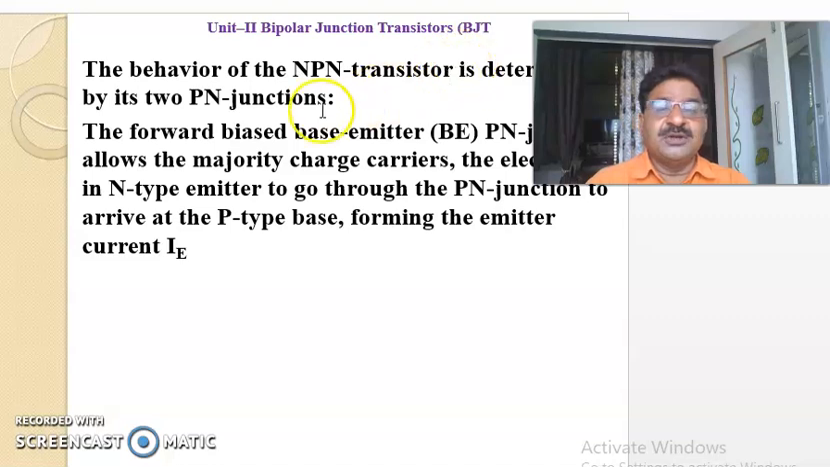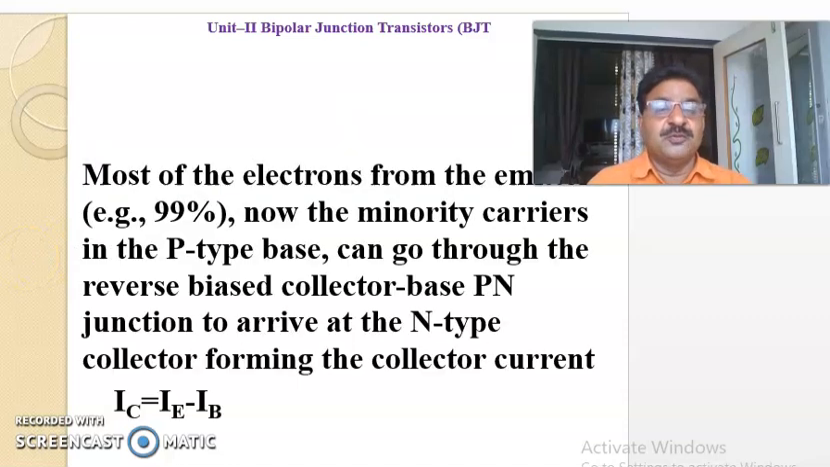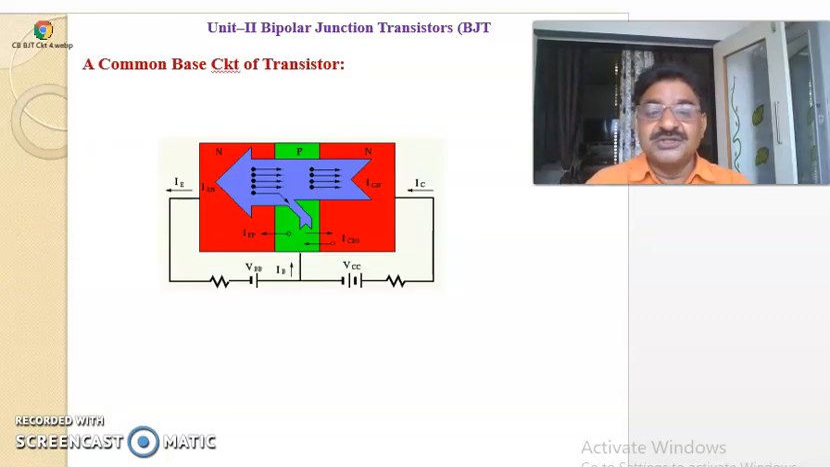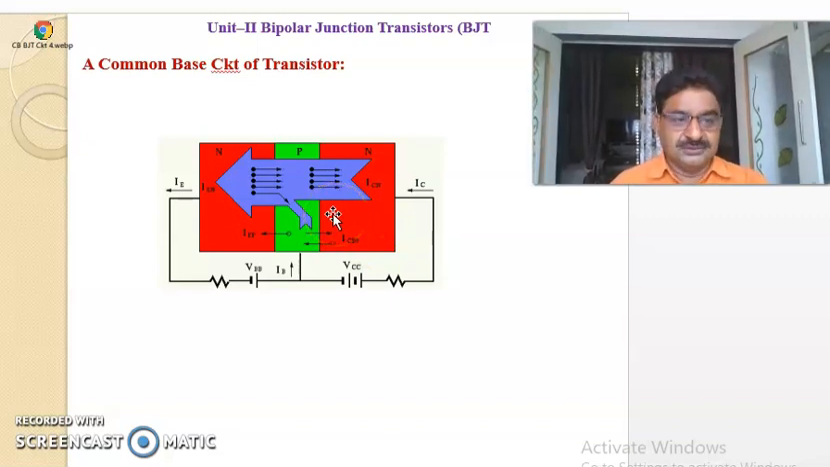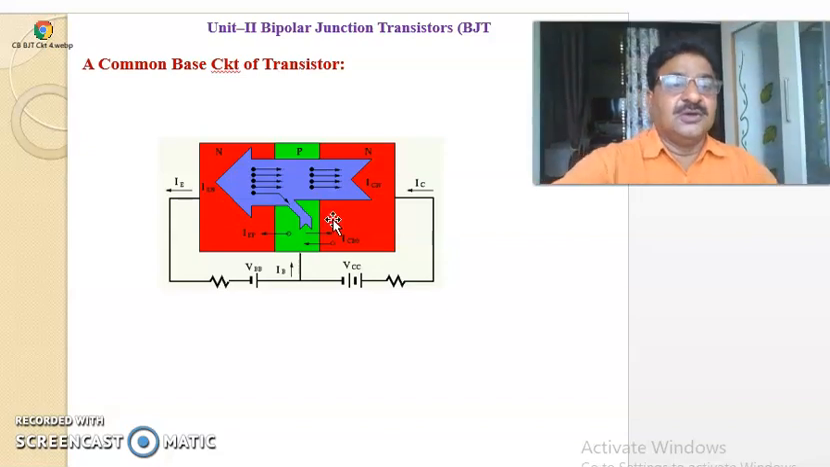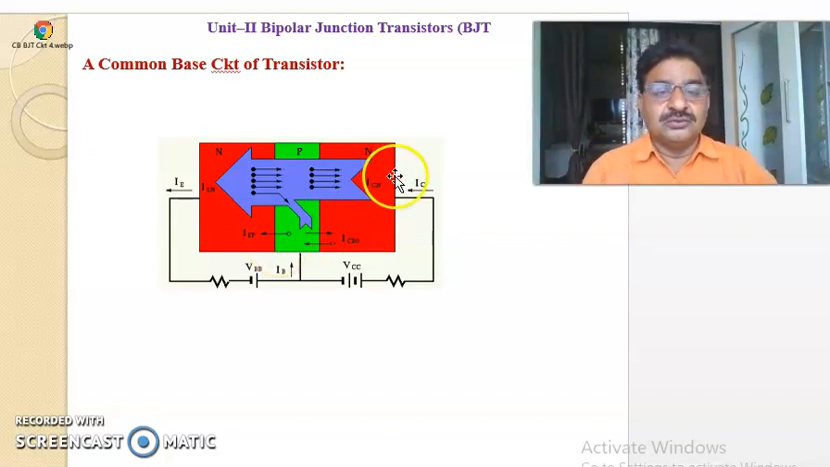The behavior of an NPN transistor is determined by what? Two terms, already we have seen. And one more interesting point is what? In the figure you see, here IE, here base current, and here what? Collector current. There is surely a relation between base current, collector current, and emitter current. What is that relation? Which one is more among IB, IE, and IC? And how are they related?